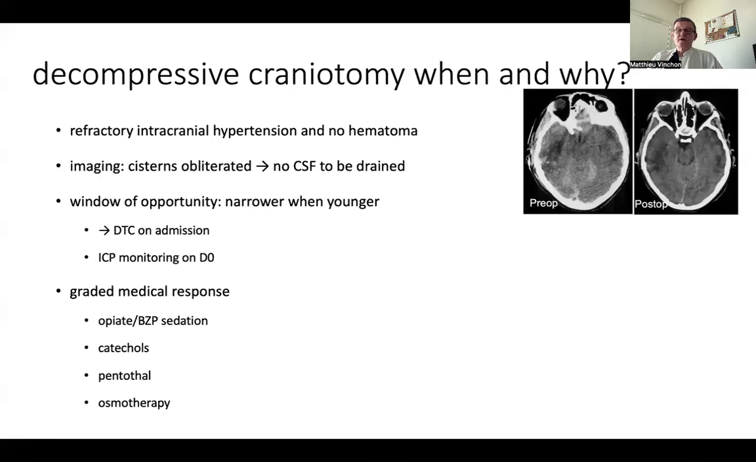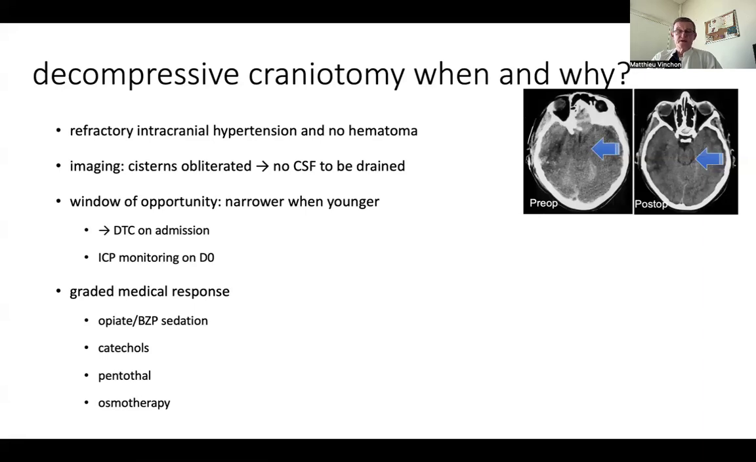On the imaging, we have the very telling image of the obliteration of the perimesencephalic cistern. You see here on the left, preoperatively and after surgery, how the cisterns are restored. So we have to remember that in children, the window of opportunity is narrower when the child is younger. That means immediately on admission, it's important to do a transcranial Doppler.